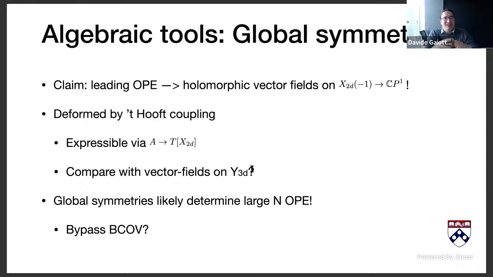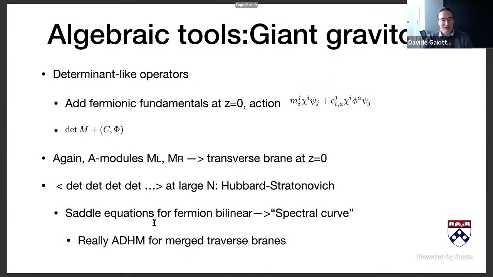So you get very non-trivial saddle equations that have to reproduce holomorphic curves in Y3D, which go to the boundary in a specific way. And again, it looked a bit miraculous that you could do so. And if you repeat the exercise in more general examples, you end up finding essentially what's an ADHM construction for these branes extending into the bulk.